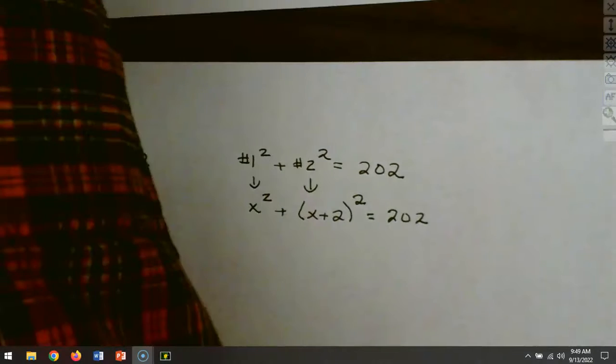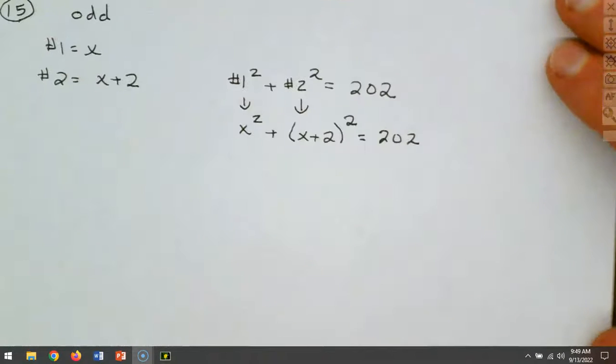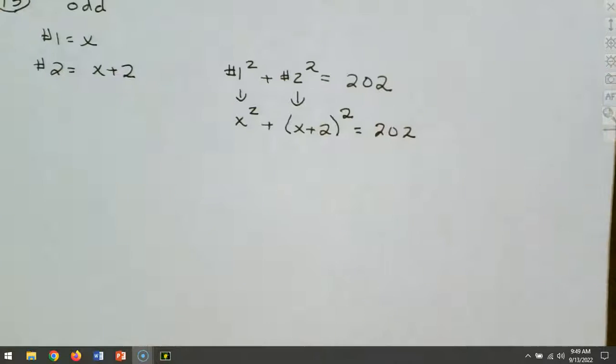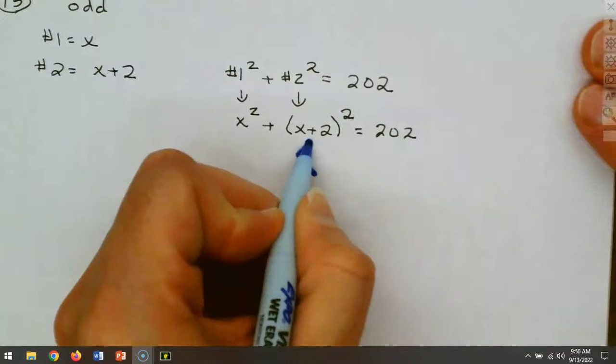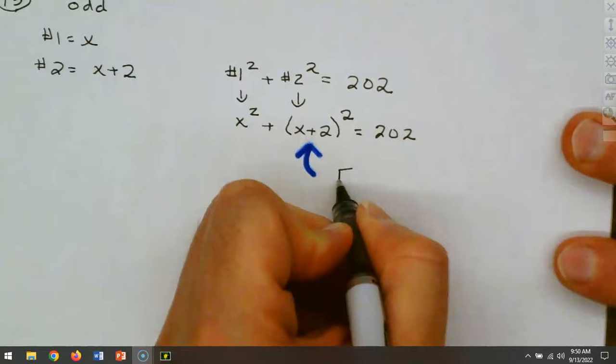Is everyone okay with that so far? Now here's where it becomes a little bit trickier. When we work with this, we're going to have to FOIL. So let's work with this piece right here. And that's going to have to be FOILed out. So we'll go ahead and FOIL that out quickly.